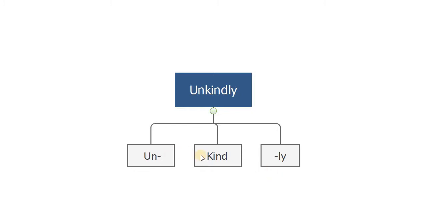So, un is used to negate kind. Kind has a positive connotation, and in order to make it negative, you use un as a prefix. So, unkindly has three morphemes: un, kind, and ly, where un is an affix, kind is the core or nucleus of the word, and ly is again an affix.